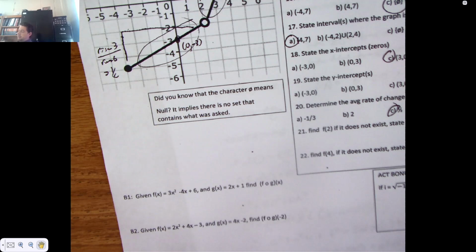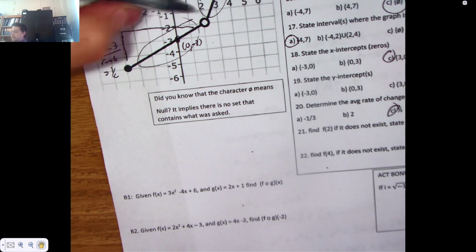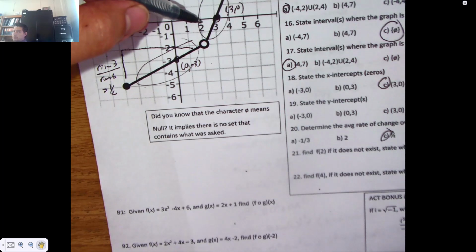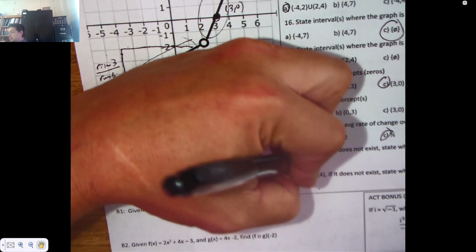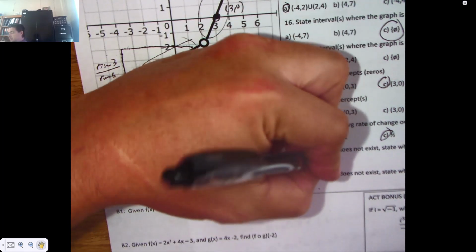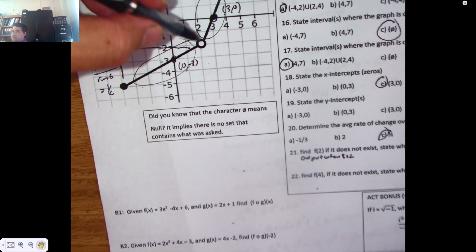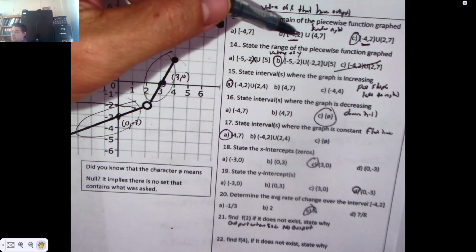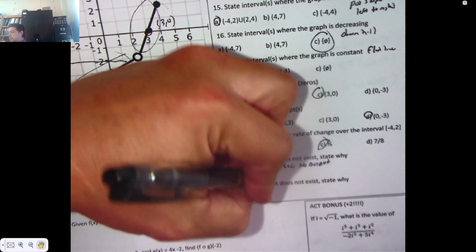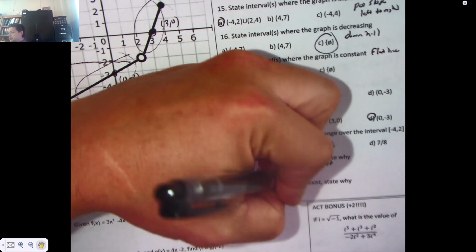Find f of 2, if it does not exist state why. Here's where x is 2. And this is the output. When x is 2, that's what that means. Well, when x is 2, there is no output. There's an open hole. There is no output. Why? Because look up here. 2 is not included in the domain. 2 is not in the function's domain.